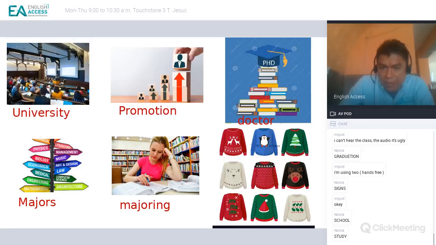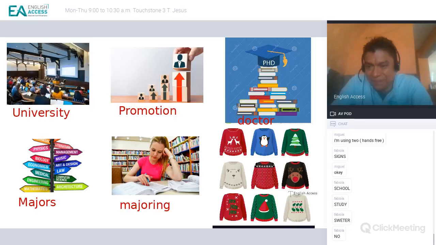Now, I have this picture right here. What do you see in these pictures? Sweaters, yes. Are they nice and beautiful? Do you like them? Why? Why don't you like them?